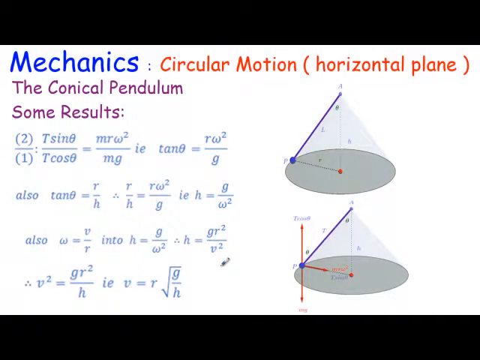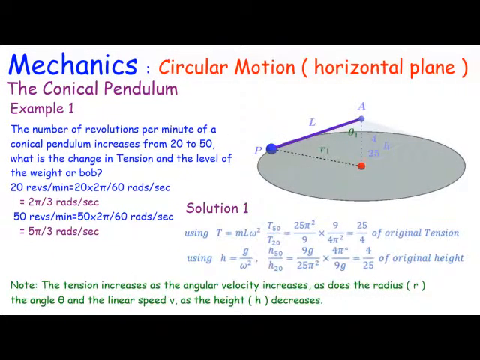These are just some results. We're going to use them in the next example. I was a little bit ahead of myself there. Okay, here we are. Let's have a look at this example. Here we have just a quick example. The number of revolutions increases from 20 to 50. What is the change in the tension and the level of the weight or the bob?